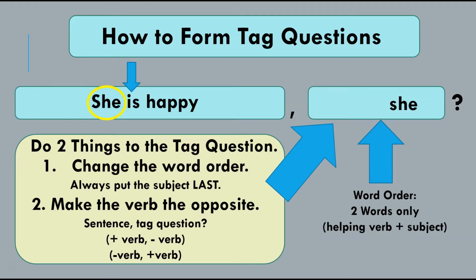The second thing we need to do is change the verb. She is happy. That is an affirmative statement, so we need to change is to its negative form. So is becomes isn't. She is happy, isn't she?